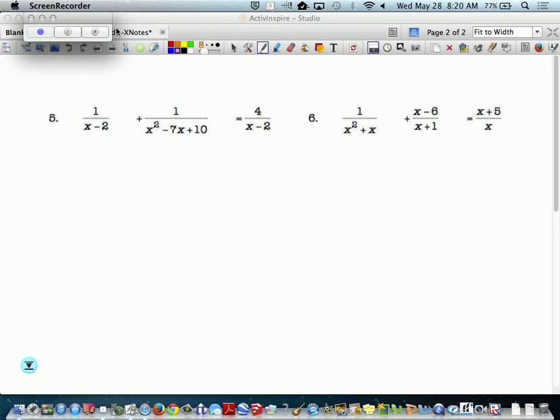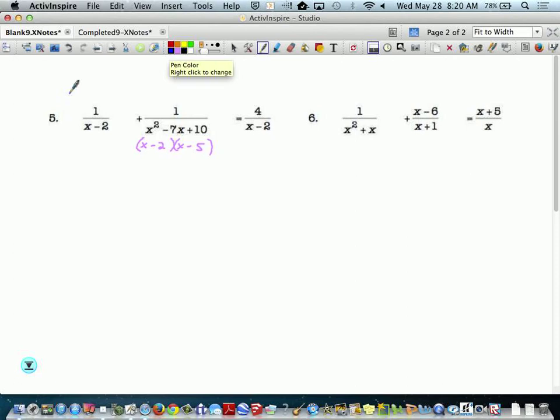Looking at number 5. Let's factor this one. It would factor into x minus 2, x minus 5. So we're continuing with the idea of how do we factor things. So as you look at it, what do you need to multiply the x minus 2 by to get rid of it?